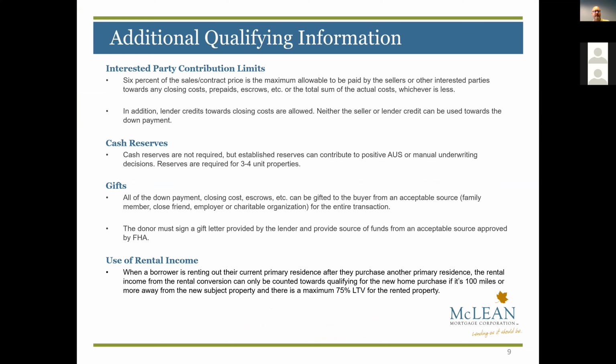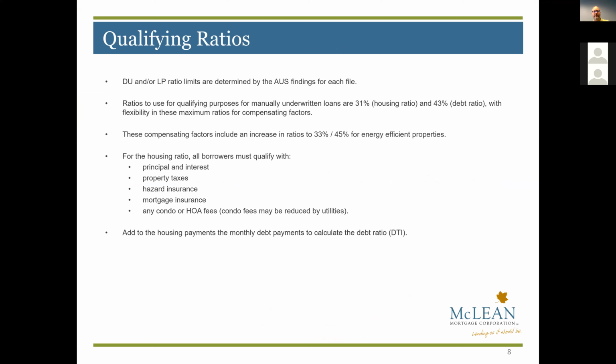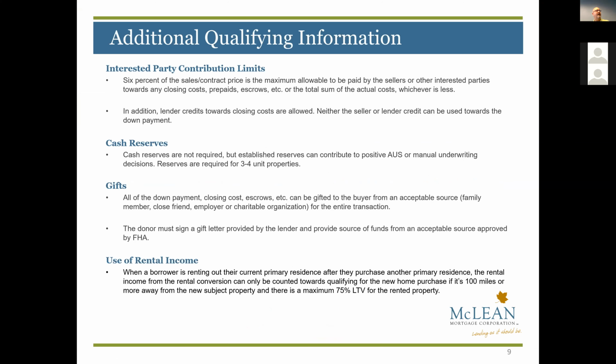Qualifying ratios. So this is the qualifying ratios we were talking about, HOAs and condo associations. The next one is additional qualifying information. So this is very specific. Interested party contribution. Who would be considered an interested party? The seller, right? They're interested in making this transaction work. The buyer would be interested. The agent would be an interested party. The lender is sometimes considered an interested party as well, because I'm going to get paid a commission off of it.